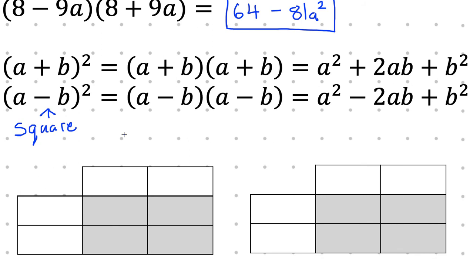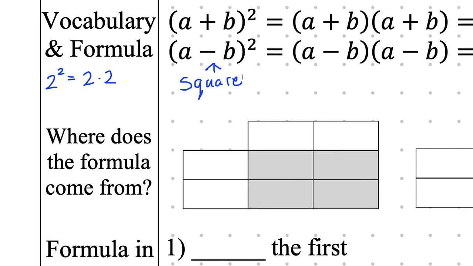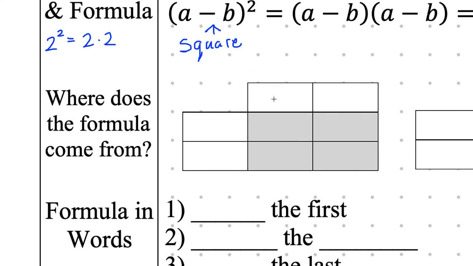Yeah, Wyatt? What does it look like in the box form? How do you put it in the box? That's a perfect segue. How do we put it in the box? Let's do this. Where does the formula come from? Let's do the positive one, a plus b. So this is going to be a plus b times a plus b. I'm multiplying two of those a plus b's together.